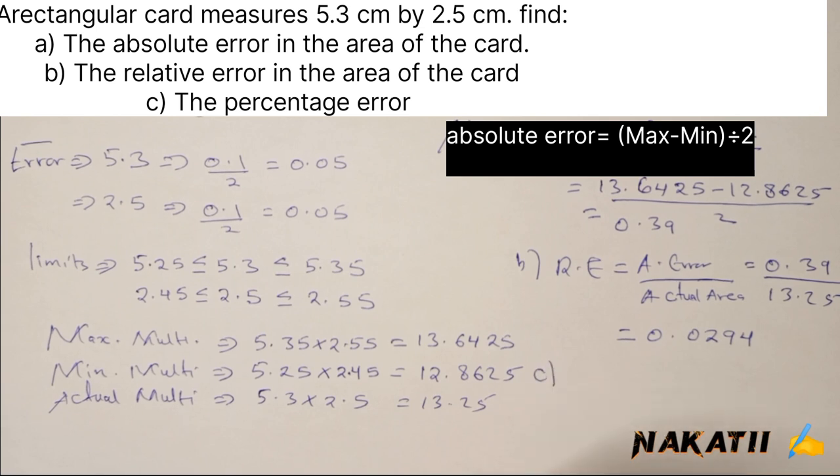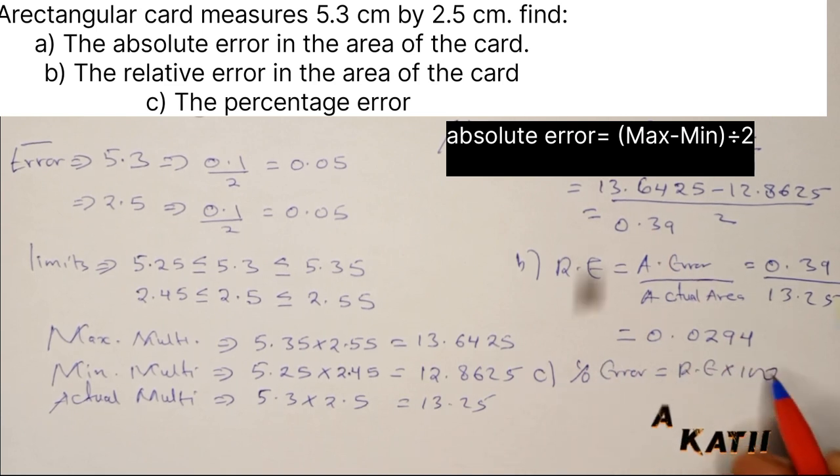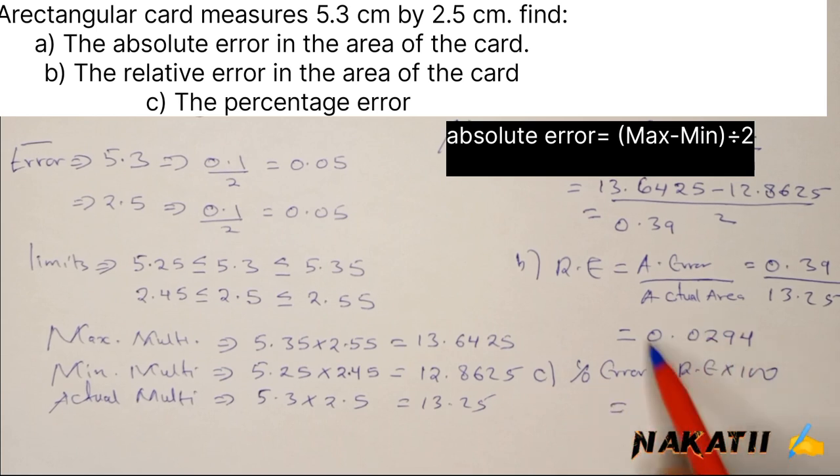Then part C of the question, you get the percentage error. Percentage error is simply the relative error times 100. So our relative error is 0.0294, multiplied by 100. Therefore you get your answer as 2.94%.